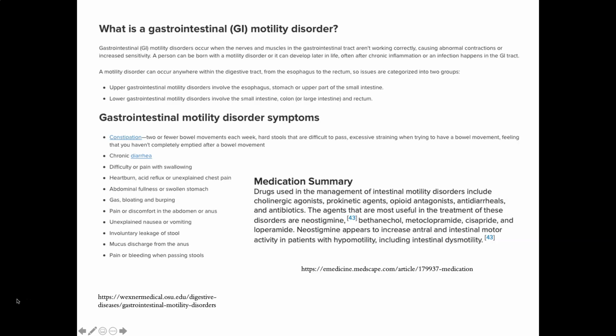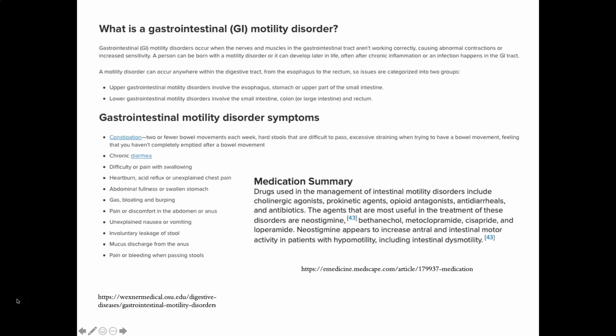So what are some of these motility disorder symptoms? Well, constipation, chronic diarrhea, difficulty or pain swallowing, heartburn, acid reflux, unexplained chest pain, abdominal fullness, swollen stomach, gas, bloating, burping, pain or discomfort in the abdomen or anus, unexplained nausea or vomiting, involuntary leakage of stool, mucus discharge from the anus, pain or bleeding when passing stools. These might all be indications of a GI motility disorder.